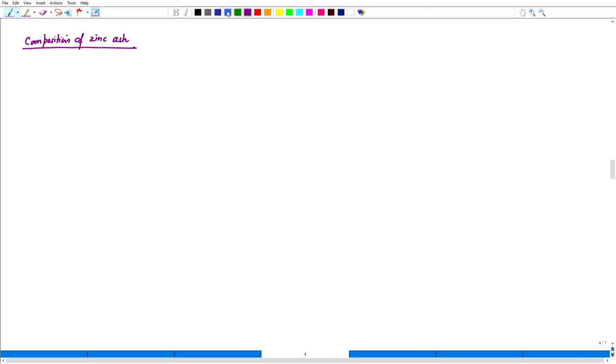So we will have the zinc ash composition.